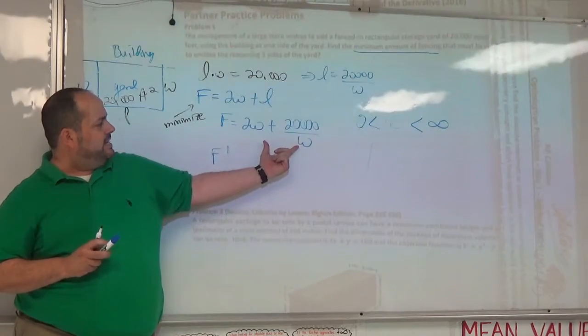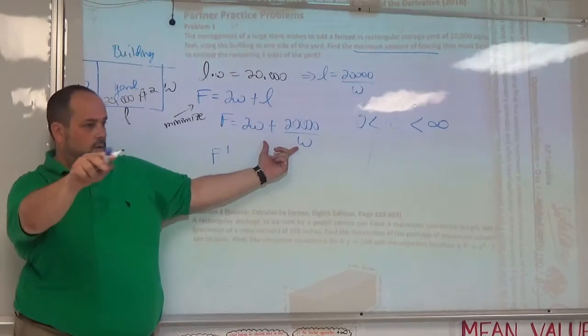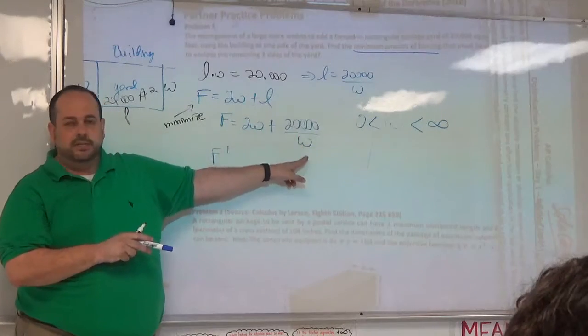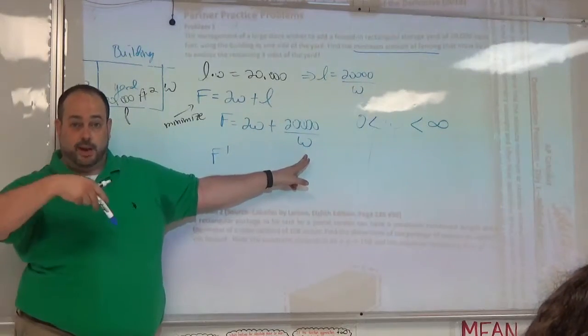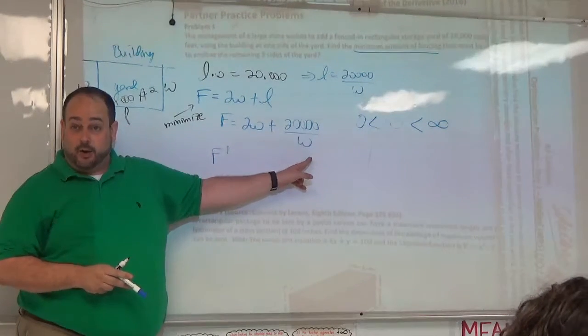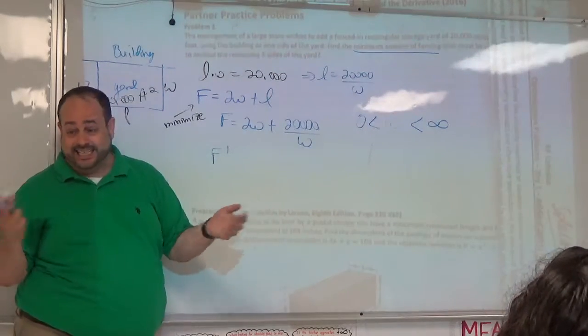I'm curious, just quick show of hands. How many of you are finding the derivative here with the quotient rule? Anybody rewriting this as 2,000 times w to the negative 1 and then using the power rule? Anybody saying, hey, this is like 1 over x, and I know what the derivative of 1 over x is, and so you just go in there? All three ways you're going to get the exact same answer.